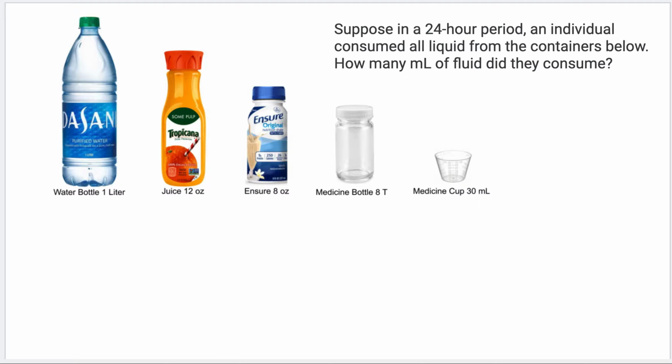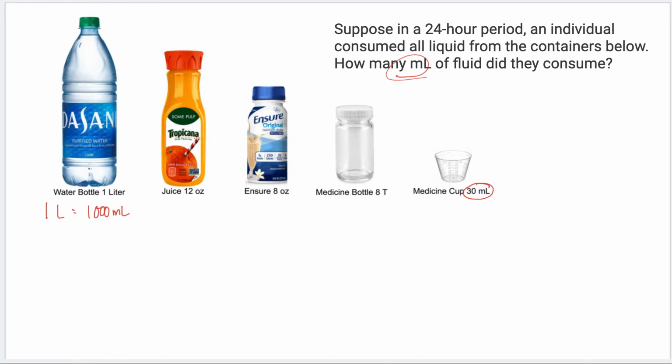Now, some of these, if we are focusing on milliliters, may not require as much work as we would expect. For example, we already have 30 mLs. This medicine cup has 30 milliliters of fluid, so there's no conversion necessary there. For 1 liter, we need to know in our course that 1 liter is 1,000 mLs. So there's really no conversion necessary there.